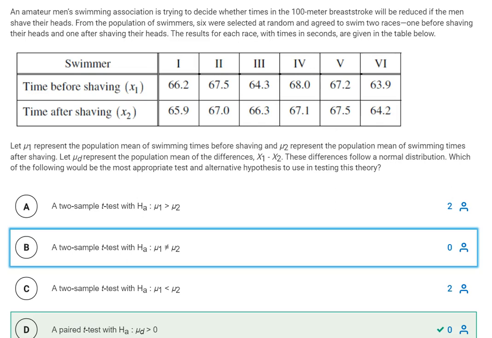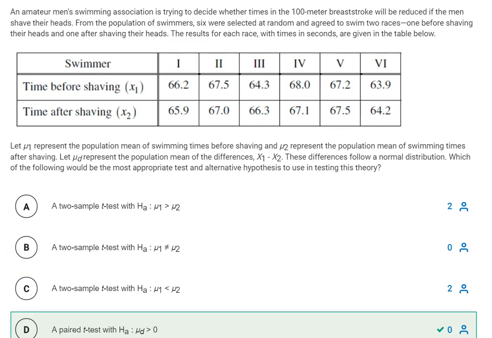This problem has data for swimmers, seeing if they could swim better or faster with their head shaved or without their head shaved. So they take 6 swimmers, they time them without shaving their head, and then they time them after they shave their head. So these are paired data. Each pair of data comes from a single swimmer. And they even mention mu d representing the population of the differences.